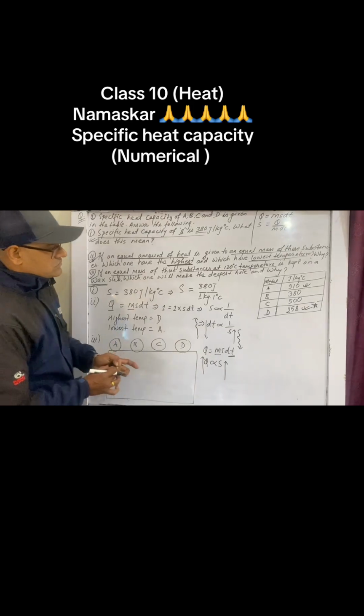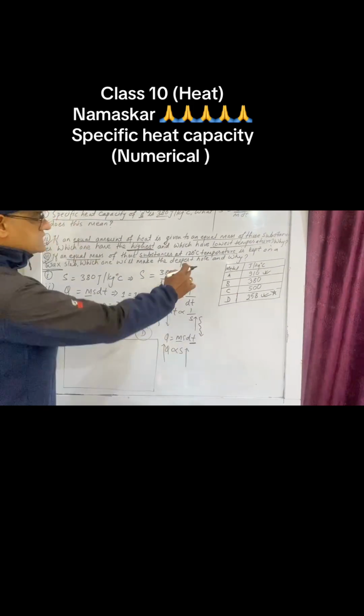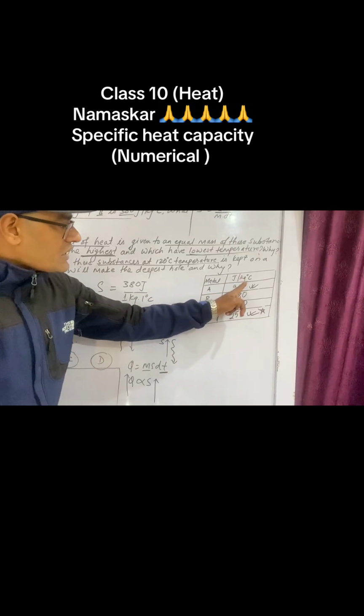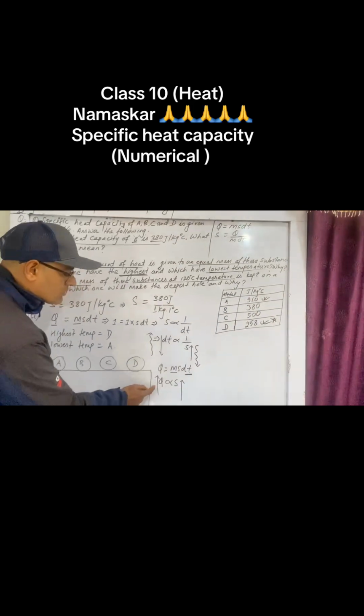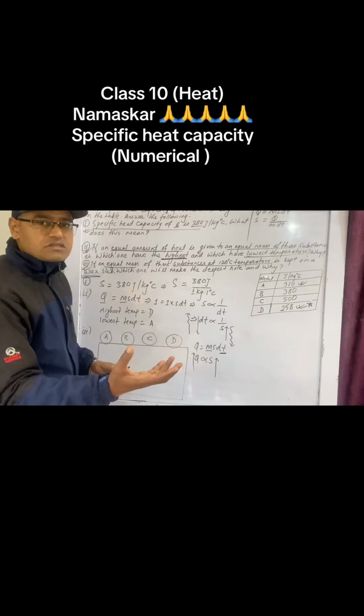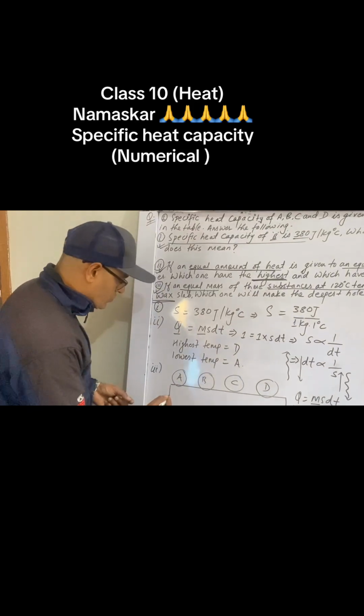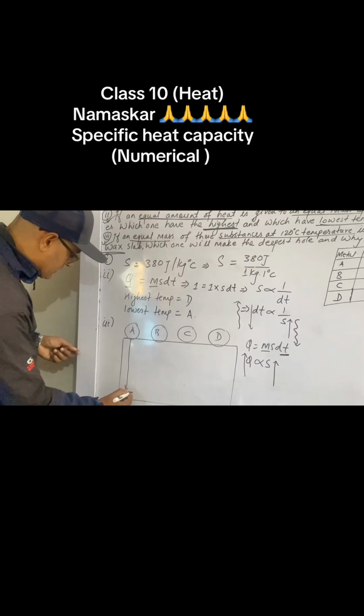Now let's look at the table. Substance A has more specific heat capacity, that is 910 joule per kg per degree centigrade. That means it has more heat. More heat means more temperature, and more temperature means it takes a long time to cool. So it goes to the greatest depth over here.